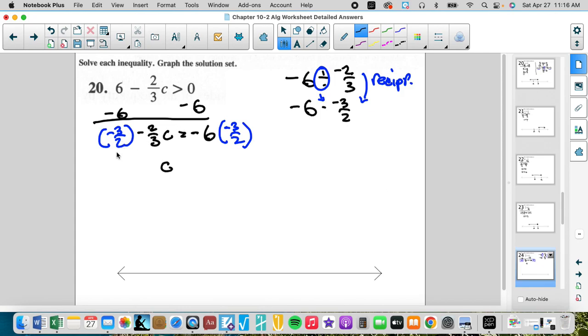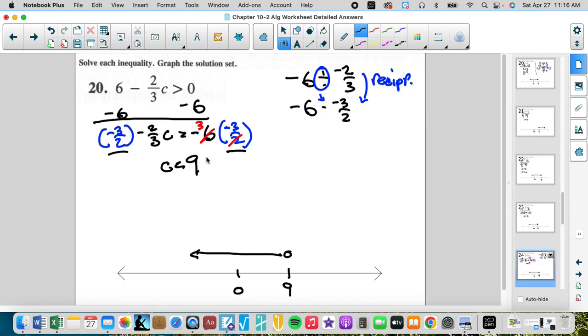Because I divided both sides by, or multiplied both sides by a negative, I must flip my inequality. I'm going to cross cancel. That becomes 3. So it's negative 3 times negative 3, which is positive 9. So my solution is c is less than 9. 0, 9, open circle, less than 9.